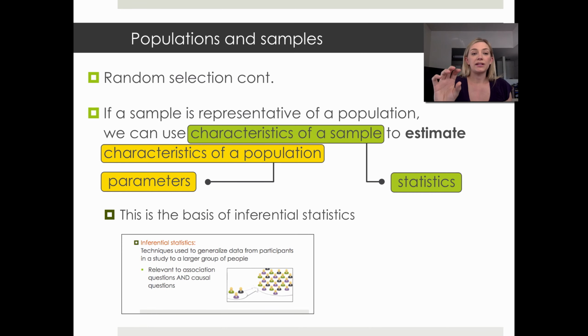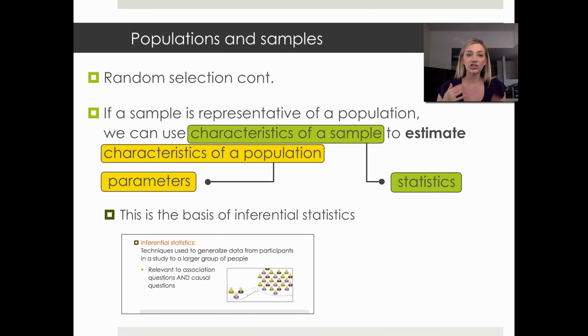So this ability to use information about our sample to draw conclusions about information of our population, let me re-say that. This ability to use information about our sample to draw conclusions about the population is the basis of inferential statistics, right?